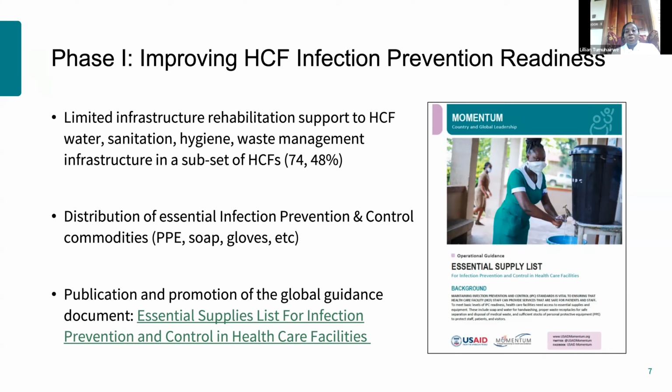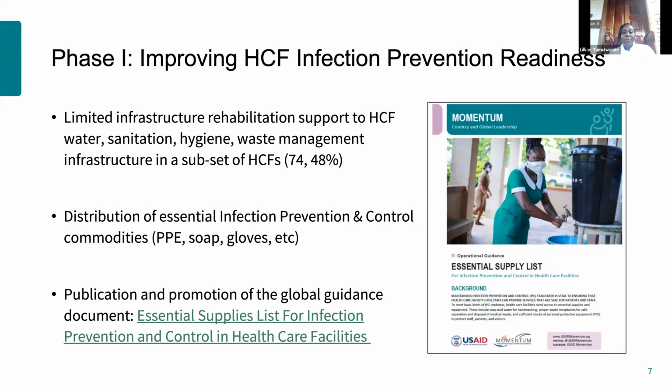And we looked at distribution and actually did that to all the healthcare facilities that were supported under Momentum. We distributed essential infection prevention control supplies and protective equipment, including masks, aprons, soap for cleaning, gloves, and the like, which helped especially with infection prevention and control in the facilities. Momentum also published an essential supplies list for infection prevention and control for healthcare facilities, for reference of healthcare facilities and local governments to inform procurement and distribution of resources to facilities. The technical team on the program thought that those were rapid responses that could assist facilities to run fast to change their readiness scores in their facilities.